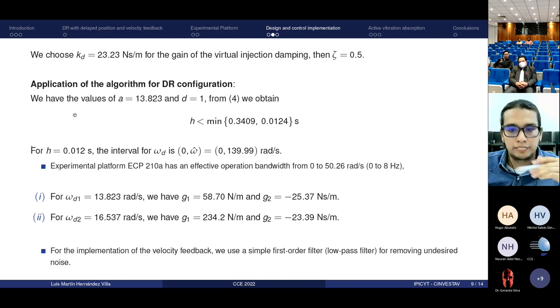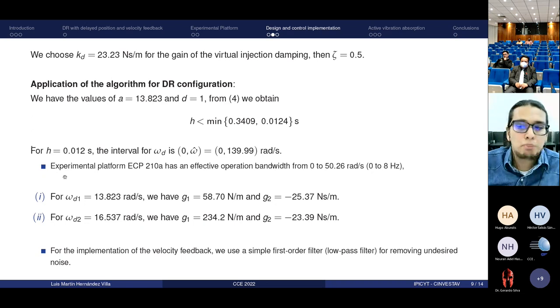First, we compute the values of A and D respectively, and from equation 4, we obtain the next inequality for the delay, and select the delay equal to 12 milliseconds. Then the interval for this desired frequency is in this frequency range. As a remark, the experimental platform has an effective operation bandwidth from 0 to 8 Hz.